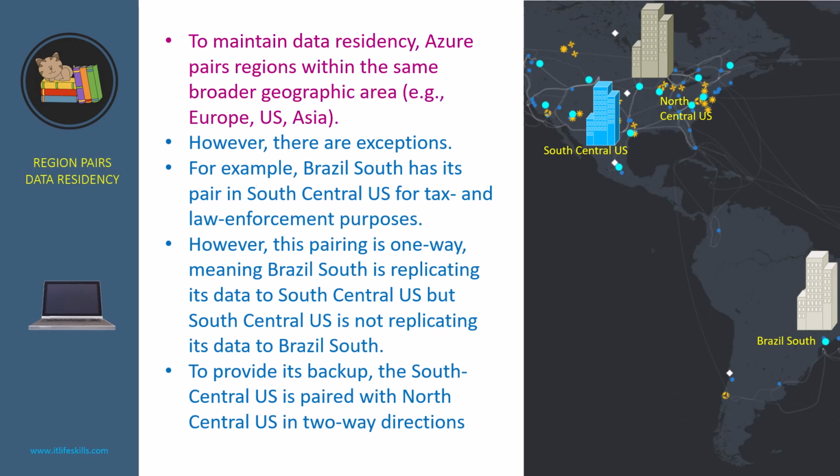To maintain data residency, Azure pairs regions within the same broader geographic area, for example, Europe, US, or Asia. However, there are exceptions. For example, Brazil South has its pair in South Central US for tax and law enforcement purposes. However, this pairing is one-way, meaning Brazil South is replicating its data to South Central US, but South Central US is not replicating its data to Brazil South. To provide its backup, South Central US is paired with North Central US in two-way direction.